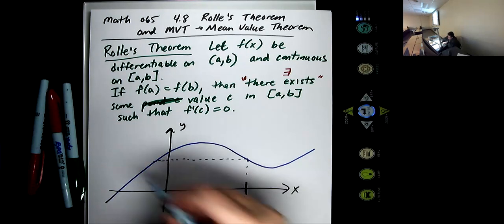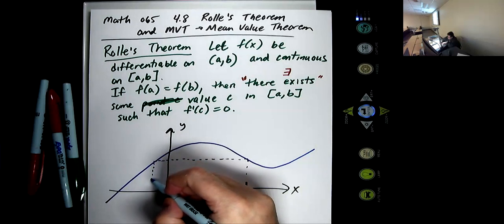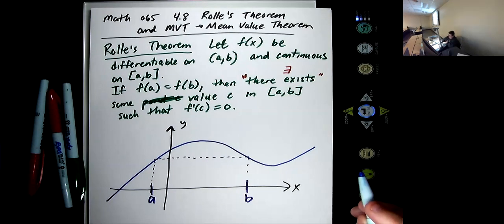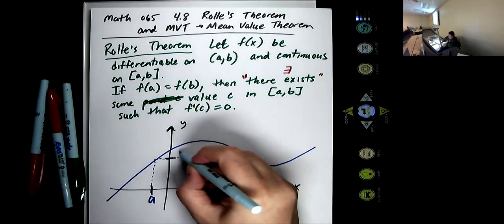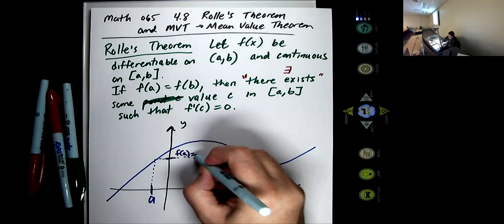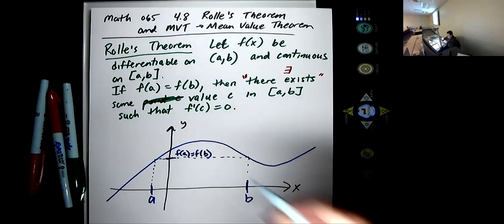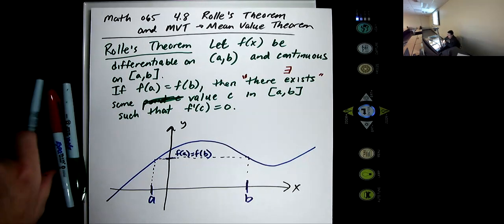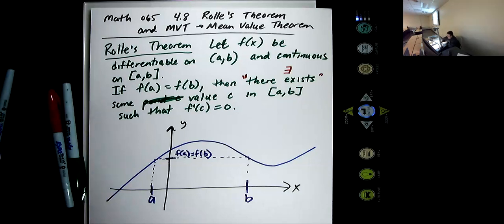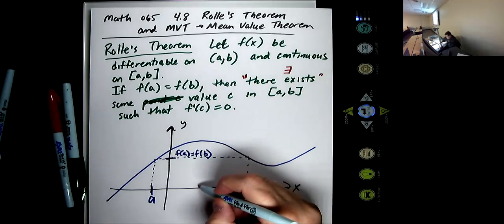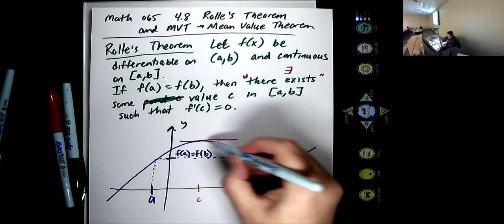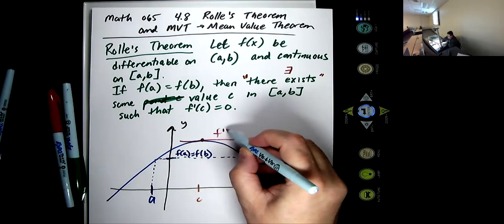Just wanted to make sure they look like they're at the same height. So that is f of a, which is also the f of b value. There is some point c in this region such that f prime of c equals 0.